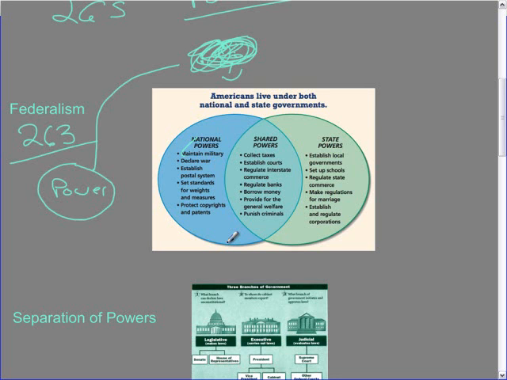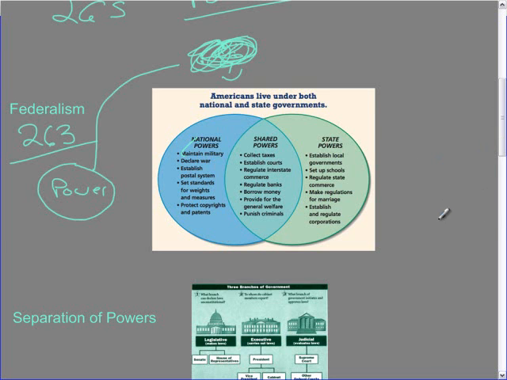So we take all that big circle of power and then we split it up into state and national, and then things that they both can do, like collect taxes. They both can collect taxes, which is an important thing. They both can establish courts, punish criminals, and stuff like that.